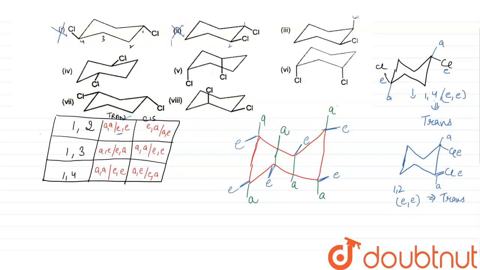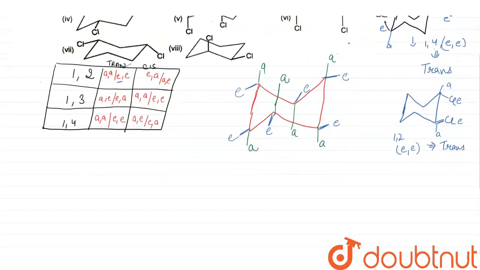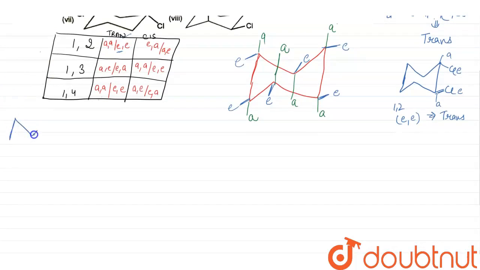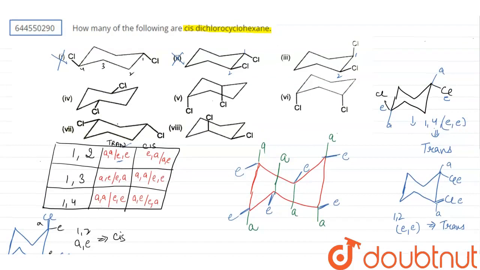Now coming to the third structure, 1 2 dichloro again. If we draw this 1 2 structure, this one is this and this chlorine. So this is 1 2 chlorine, and here this was axial and this is equatorial, this is axial and this is equatorial. So we have axial equatorial in 1 2. So yes, this is a cis structure. We can mark this third one, yes, this is cis.